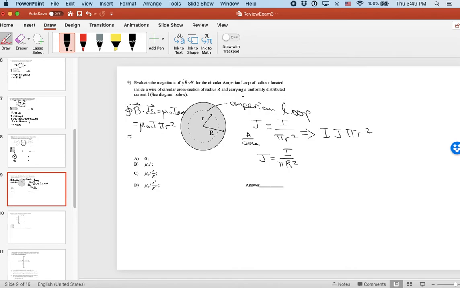So that's going to equal mu naught I over pi R squared, just plugging that in over there, and then times pi little r squared. My pi's cancel. So mu naught I little r squared over big R squared. So I'm going to have the answer is D.